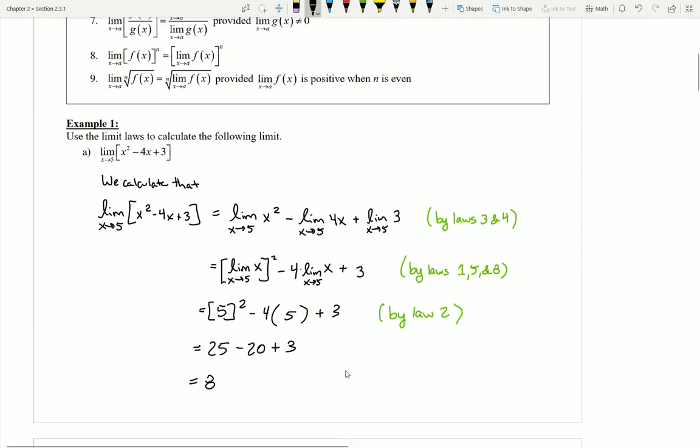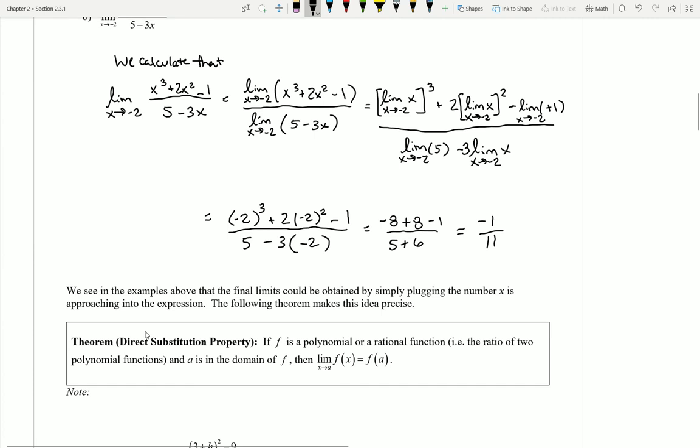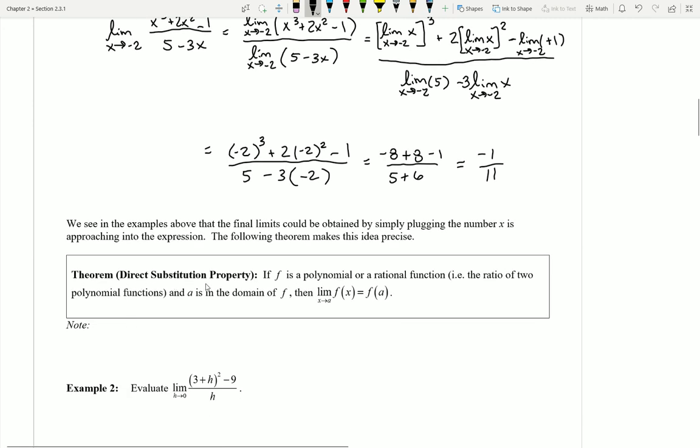Now, if I take a look up here, the same sort of thing happened. I had x squared minus 4x plus 3, and x was moving towards 5. And right here, don't I have the exact same thing except x has been replaced with a 5? This is really weird. But the following theorem shows us why this is happening. This will not happen all the time. This is what we call the direct substitution property, and it's important again to read all the words.